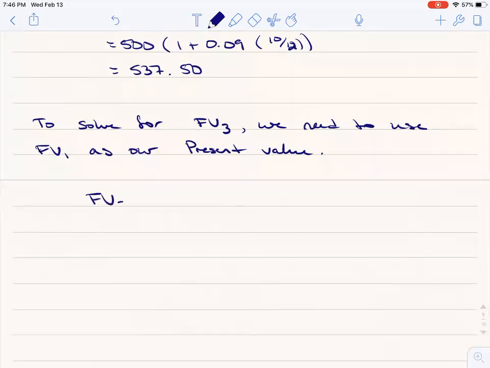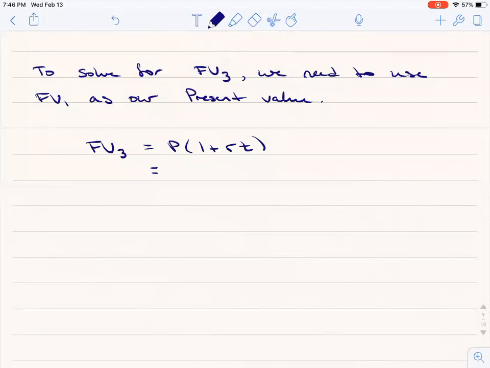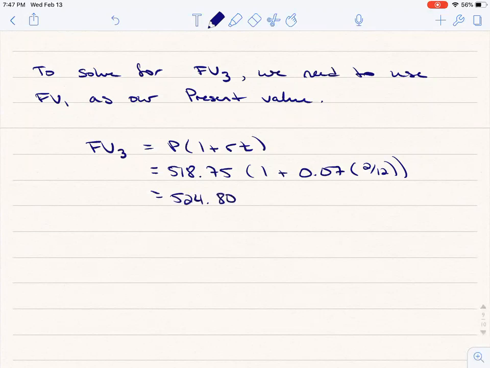So future value 3 is P times 1 plus RT, where P is 518.75 times 1 plus R, which is 0.07 now, times 2/12. I have here 524.80.